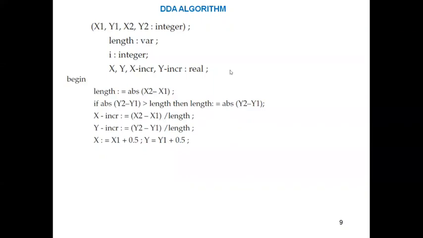Okay, in the DDA algorithm, the mistake in the code is this. This should be greater than. So if y2 minus y1 is greater than the length, then y2 minus y1 should be considered as length. Previously it was mentioned as less than. That was the mistake. It is supposed to be greater than. This is the correction. Please note it down. For the entire algorithm, this statement: if absolute of y2 minus y1 is greater than length, then length should be absolute of y2 minus y1. This is the correction.